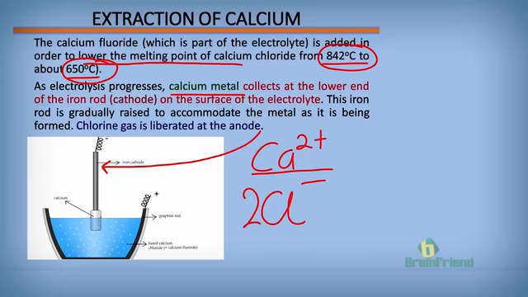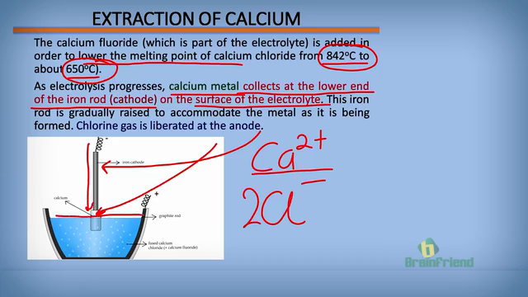So that's why we say that the calcium metal collects at the lower end of the iron rod, which is actually the cathode, on the surface of the electrolyte. So this is where our calcium collects, at the lower end of this iron rod on the surface of the electrolyte. Now remember, we said that this iron rod should be gradually raised in order to accommodate the metal as it is being formed.